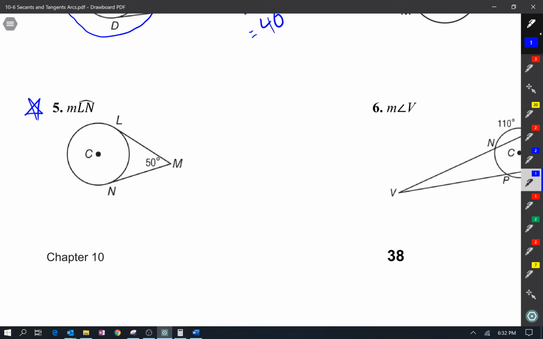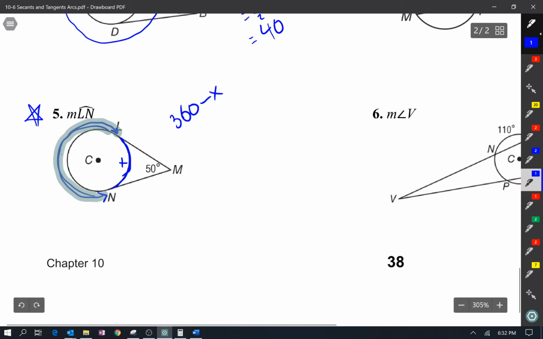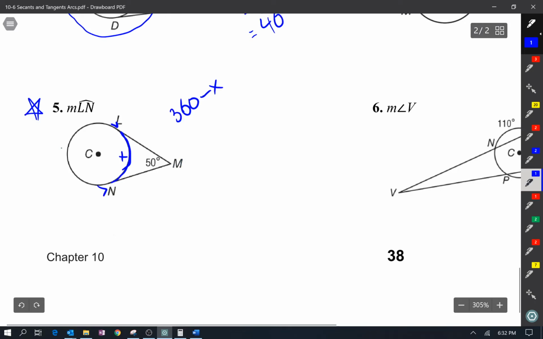All right, so here's what we're going to do. We're going to call Ln x. Now, if that's x, then what is this? Well, the whole circle is 360, right? So that piece must be 360 minus x, because the whole circle minus the piece that you don't know, which is x. If that's x, then this is 360 minus x. All right, we're going to label this x and 360 minus x. That's my two arcs.